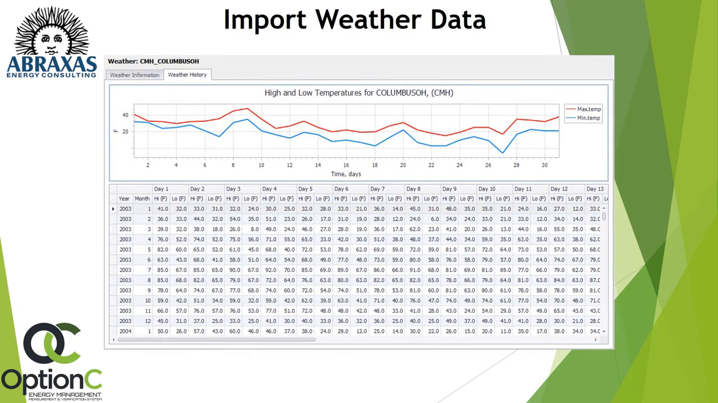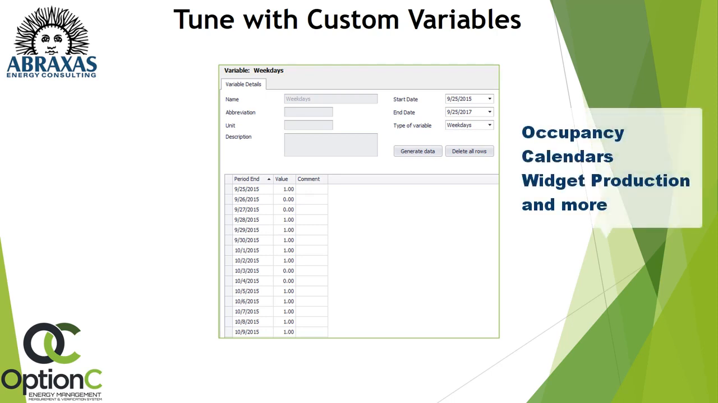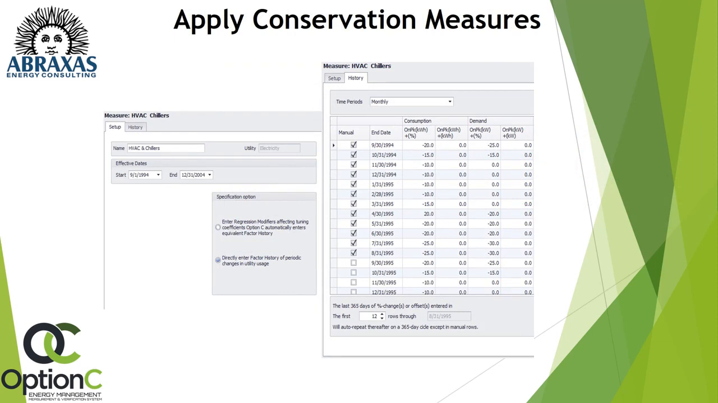Weather data makes all this possible. In Option C, you can enter your own weather data, or have Abraxas send it to you monthly as it becomes available. Unlike many other utility tracking packages, Option C isn't limited to just weather normalization. It can handle multiple user-entered variables as well, which can correspond to building occupancy, school calendars, widget production, or other conditions.